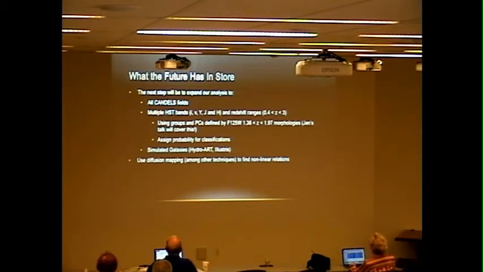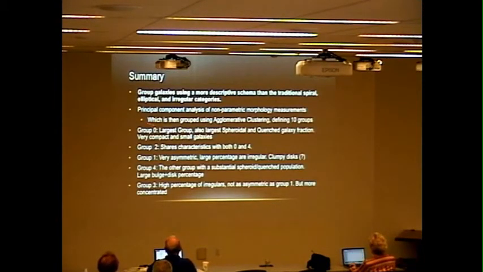So in summary, we grouped galaxies in a different way than just traditional spirals, ellipticals, and irregulars. We used principal component analysis, and what we find is that group 0 has the most galaxies, and also has a large spheroidal and quenched galaxy population. These are really compact and really small. There are group 2 galaxies, which are kind of between groups 2 and 4, which were the ones that had a large bulge. Group 4 had a large bulge, but also had a disk. But they're also slightly quenched. And then there were groups 1 and 3, which were the ones that were asymmetric, but they still looked pretty different.